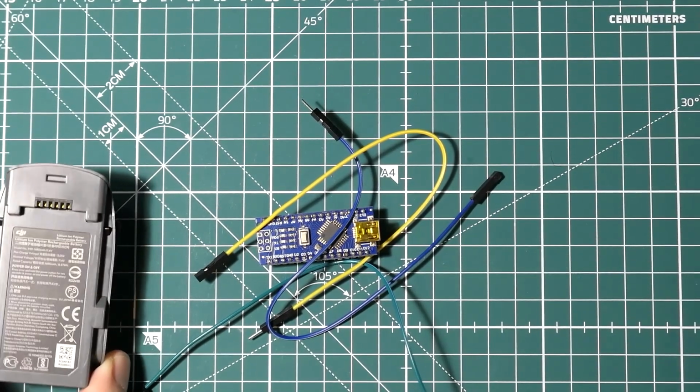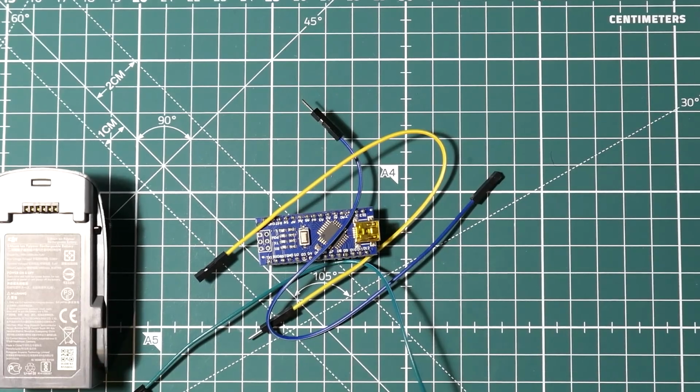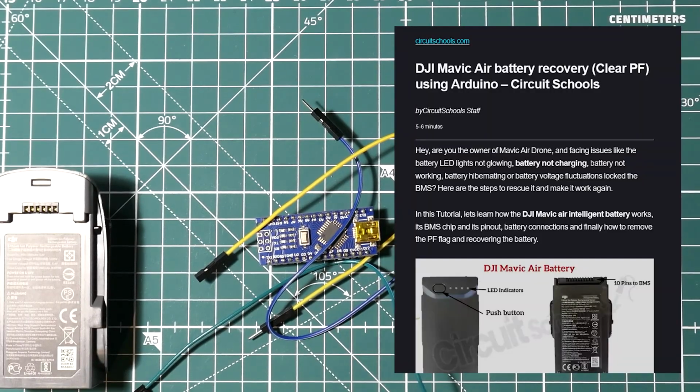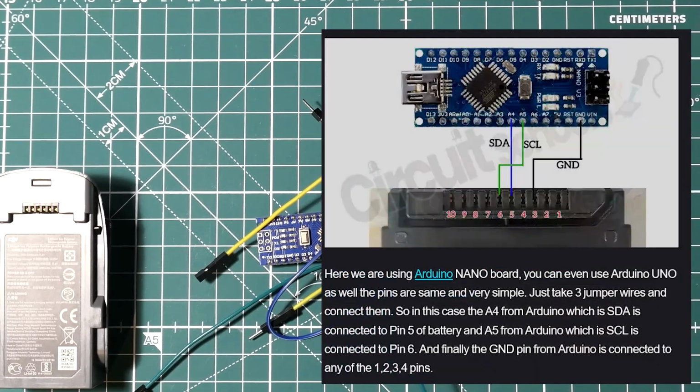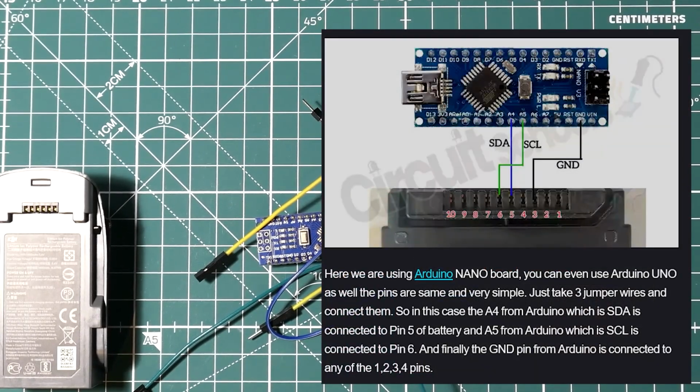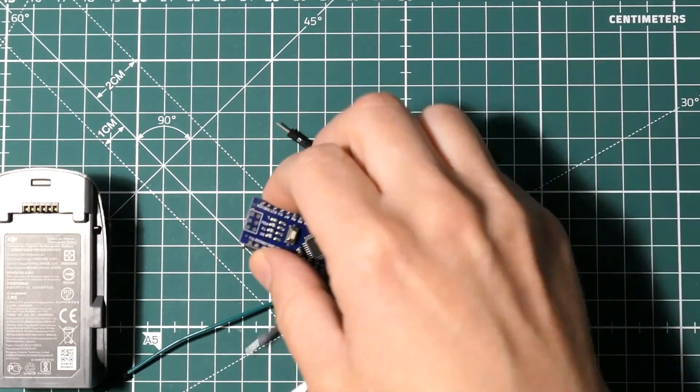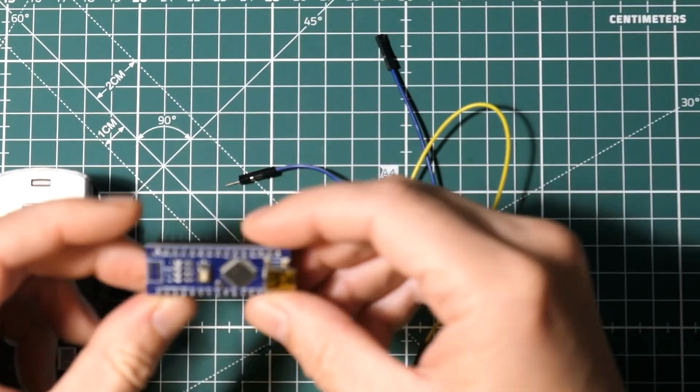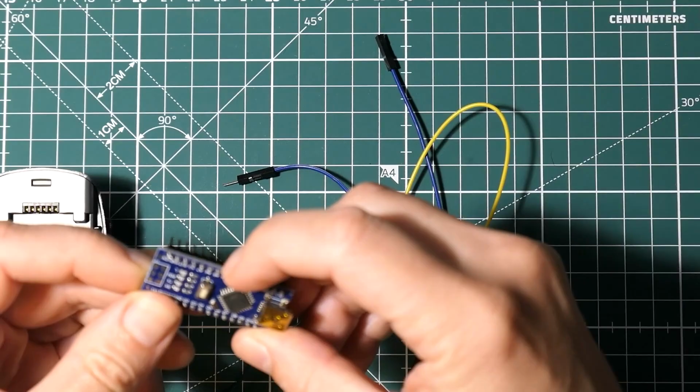So let's look at getting this wired up. If you look at the Circuit School's website, it basically says you should be using pins A4 and A5 on the Nano. So we can see where those are. A label, thankfully, on the silk screen, A4 and A5 are these two pins here.